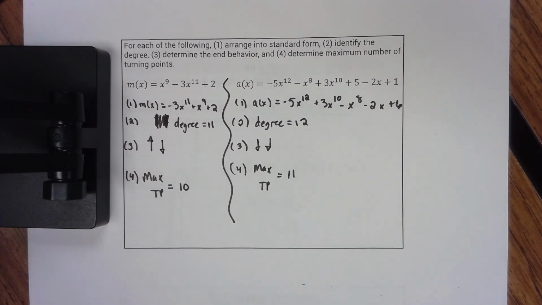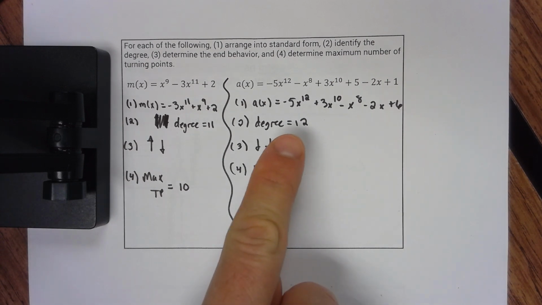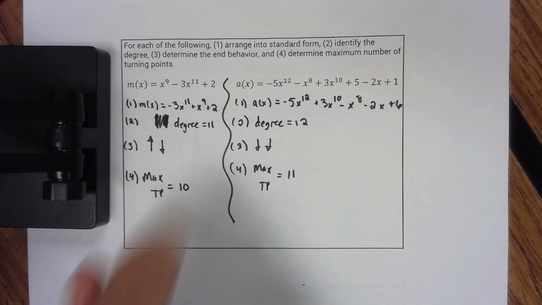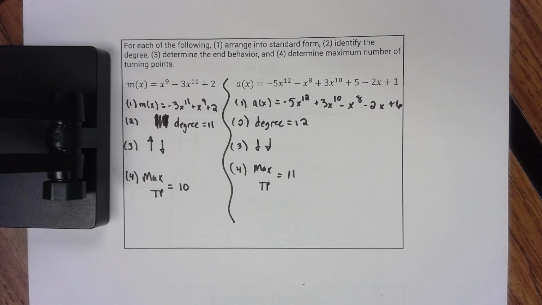And then how we determine the left side is based on whether or not our degree is even or odd. Even degrees, both ends go in the same direction. Odd degrees, ends go in opposite directions. And then last thing, max turning points, that is one less than the degree. And it's just the maximum number of turning points. That doesn't necessarily guarantee that we have 10 turning points and 11 turning points, respectively.